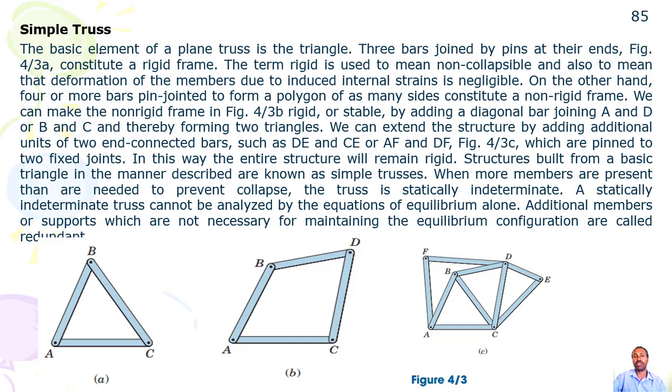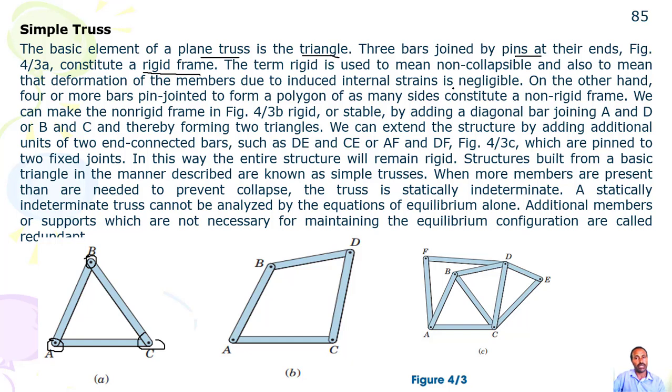So, simple truss: the basic element of a plain truss is a triangle. A triangle is the smallest plain truss, with 3 bars joined by pins at their ends. You have a pin here, here, and here. These are the bars, 3 bars joined by pins at their ends, which constitute a rigid frame. So it will act as a rigid frame.